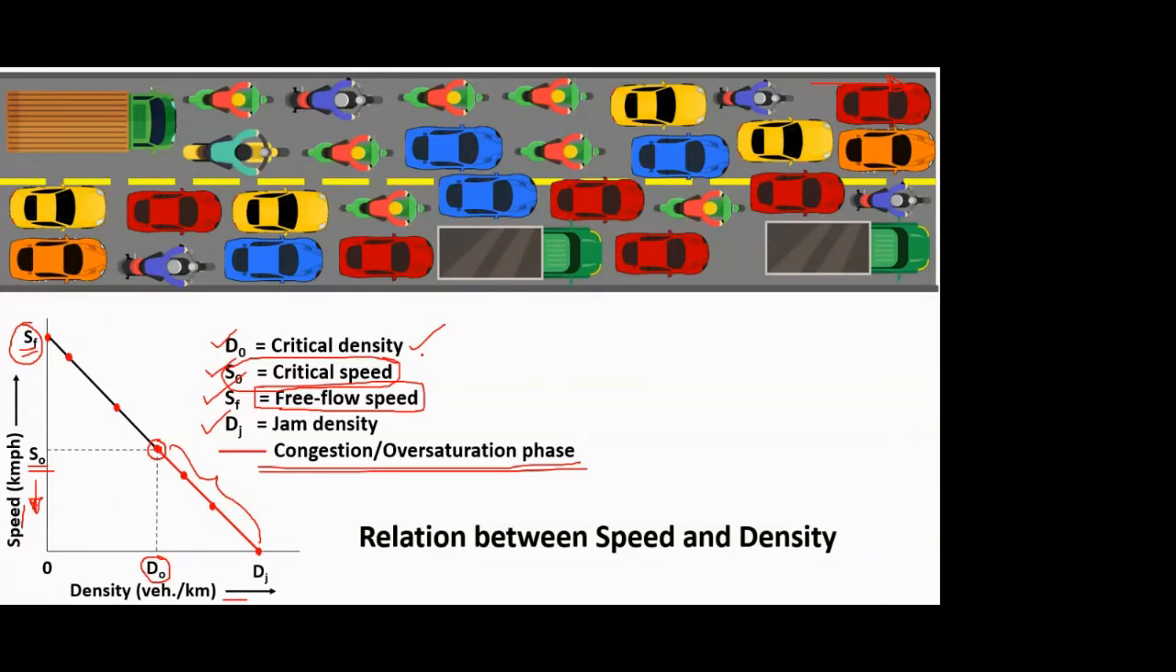So similarly, DO is the critical density after which, if the density of the vehicles increases, there is going to be a congestion phase. Remember very clearly, or try to understand, not just remember, that the speed below critical speed is not desirable, and the density above critical density is not desirable. So this is your first relationship between the two parameters, speed and density.